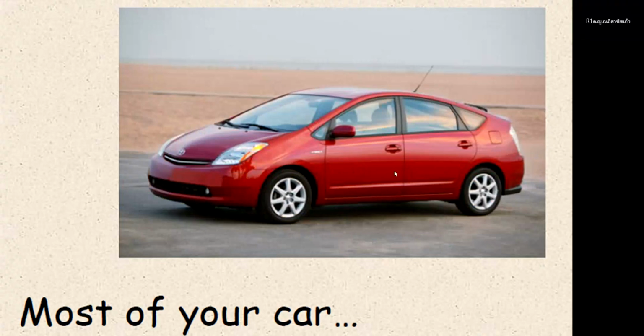Remember, metals are made from rocks. Okay, metals like your car. So this is made from rocks. So metals and glasses. So most parts of your car are made from rocks.